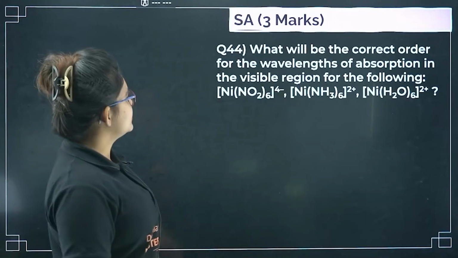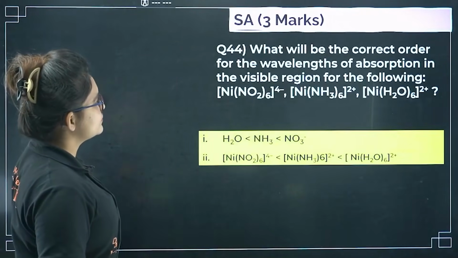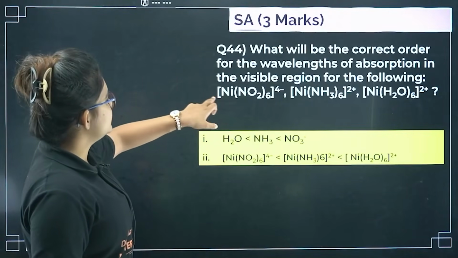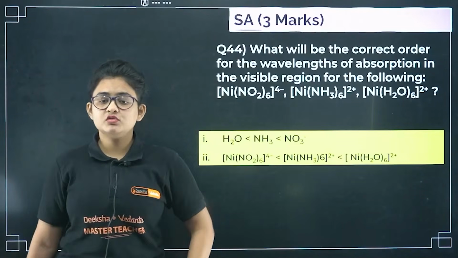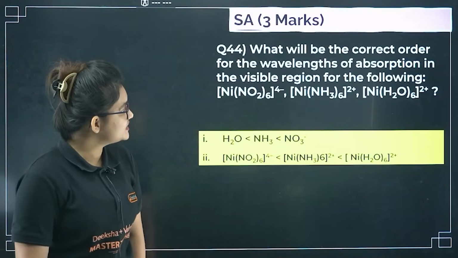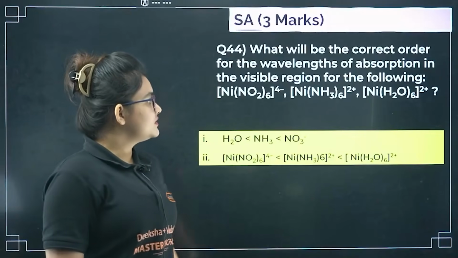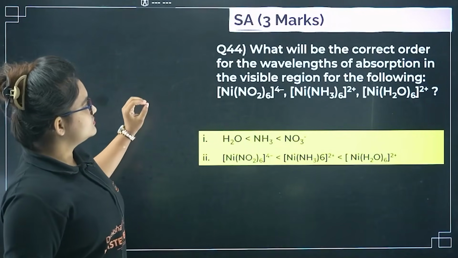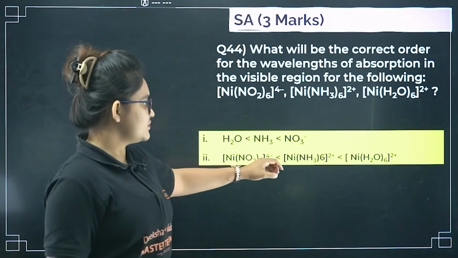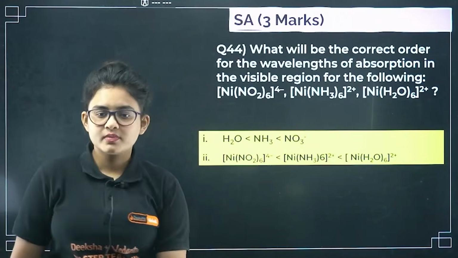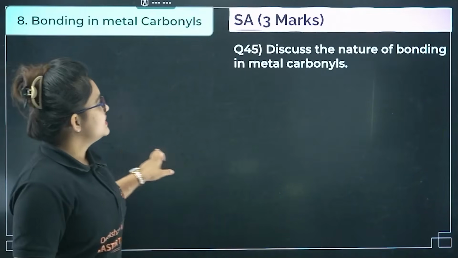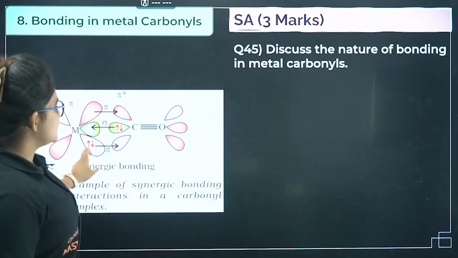What will be the correct order of the wavelengths of absorption in the visible region? Okay, this also depends upon the ligand field. NO2 minus will come first, then NH3, then H2O. So for this case also, for the correct order of the wavelength of absorption, H2O will come first, then NH3, then NO2. Okay, let's proceed.